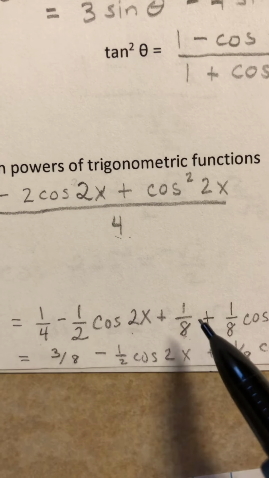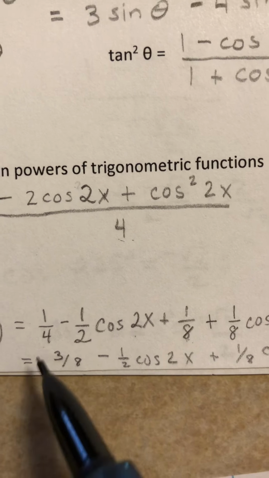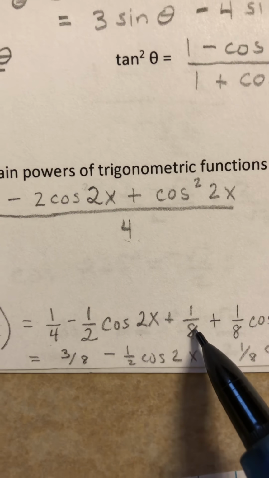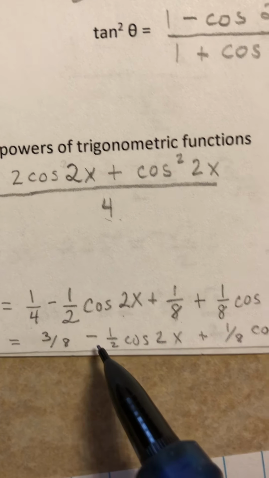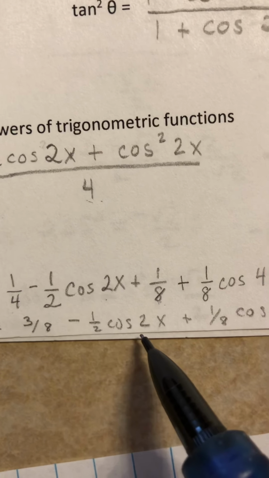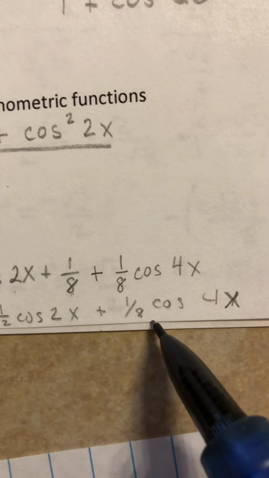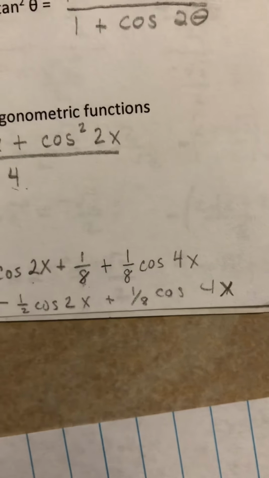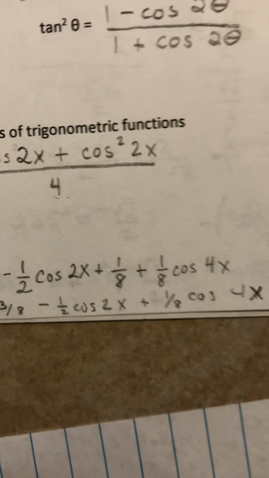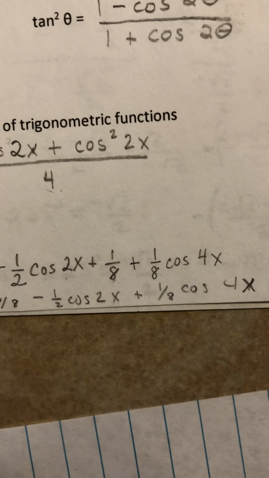Collect like terms by finding a common denominator. So this is 2/8 plus 1/8 is 3/8. Then just bring these down. Minus 1/2 cosine 2x plus 1/8 cosine 4x. And then we're done because we don't have any powers greater than 1.